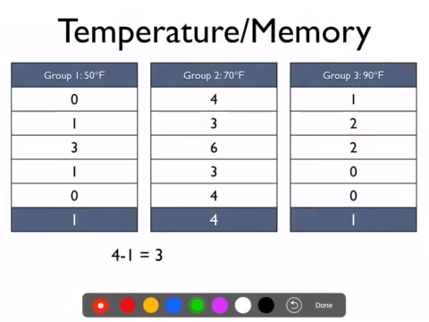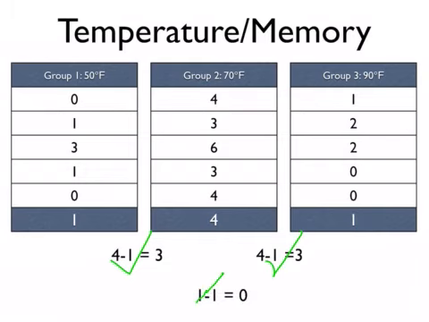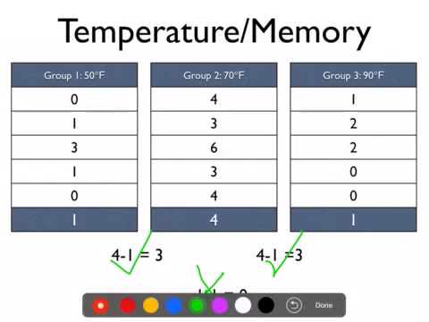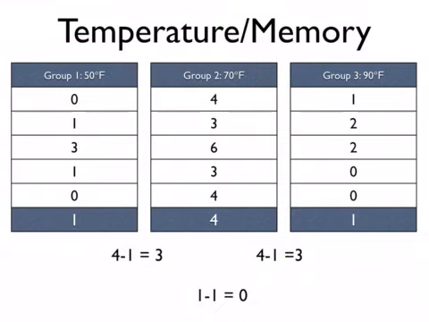So here we have a difference of 3, check, that's a significant difference. Here we have a difference of 3, check, that's a significant difference. Here we have a difference of 0, big X, not a significant difference. So we're able to say that the difference between the 50 group and the 70 group, and the 70 group and the 90 group, is what was driving that omnibus effect. We're getting significant differences between both of those groups. And again, Tukey lets you look at all of the pairs to see where that works.